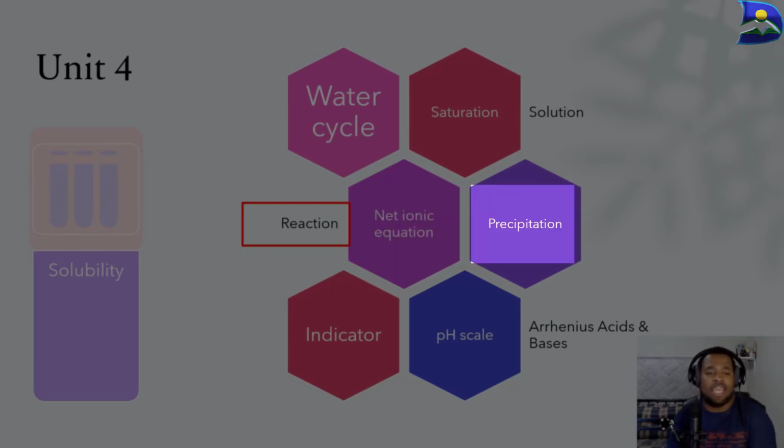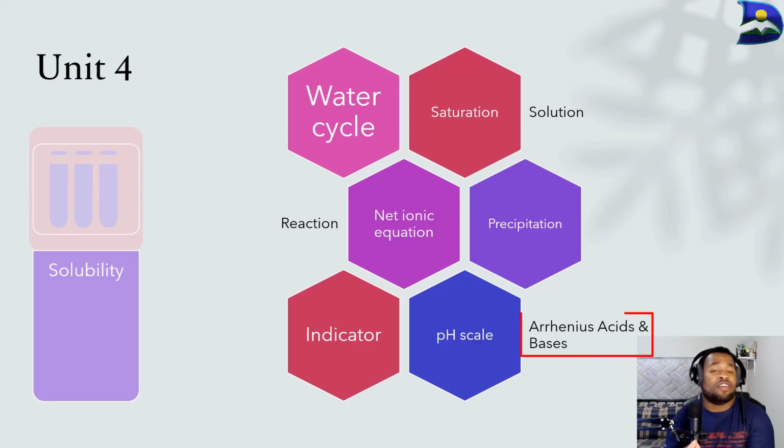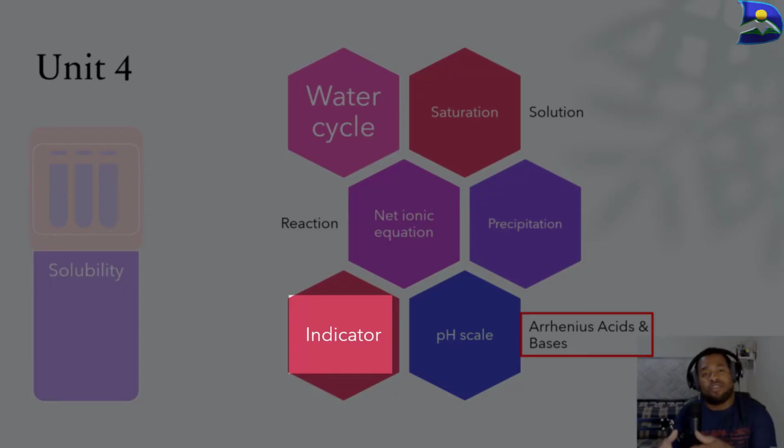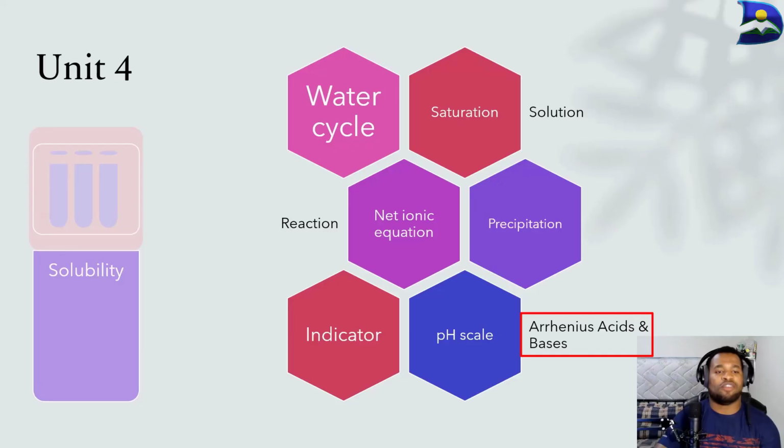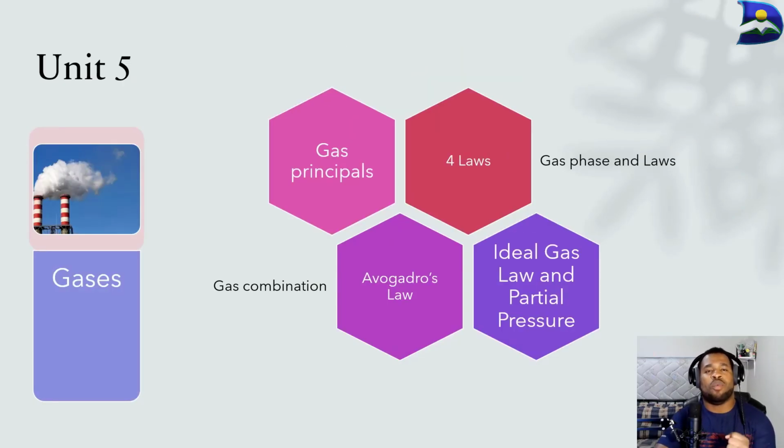And then finally here, we're going to look at Arrhenius acids and bases, where we're going to look at ways by which you can determine the acidity or basicity of a particular system, either using indicators, but also using the pH scale. This is going to be followed by the last part, which is Unit 5, and Unit 5 will be focusing on gases.